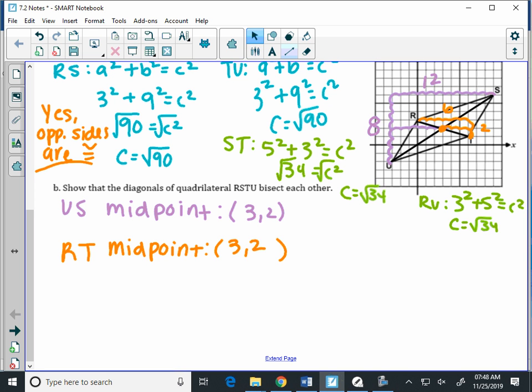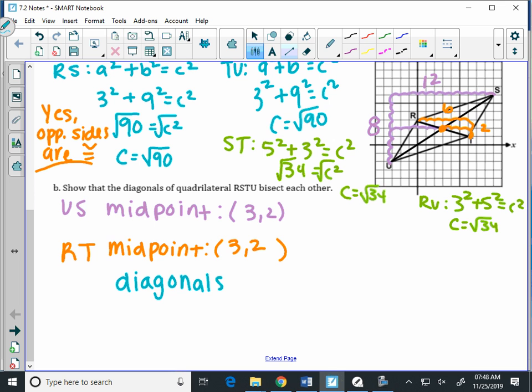So the diagonals bisect each other. Same midpoint. Therefore, they bisect each other. If you got 2 different midpoints, then they wouldn't bisect each other. But you should get the same midpoint because we already know it's a parallelogram. Questions over it?